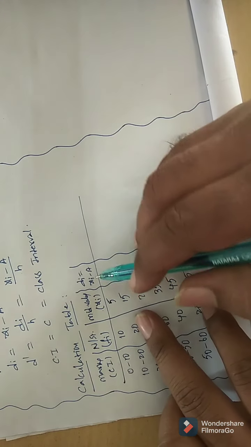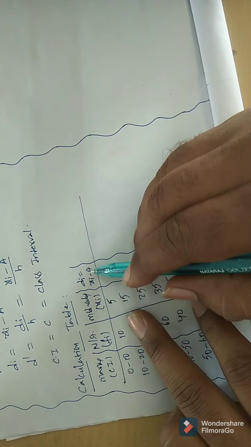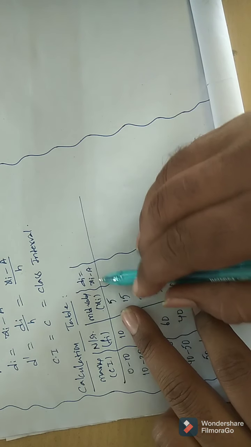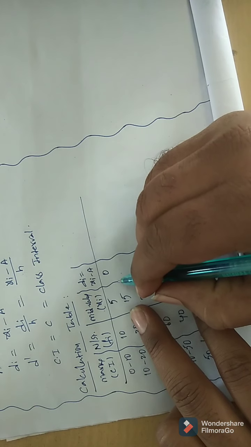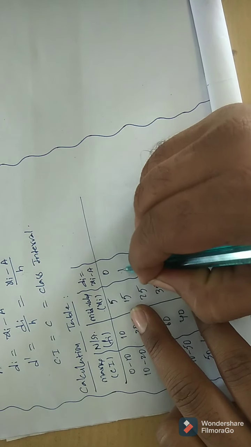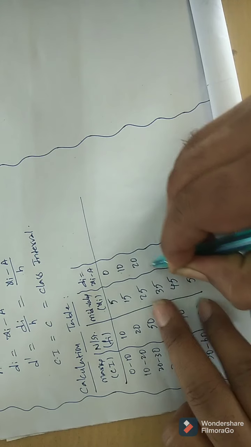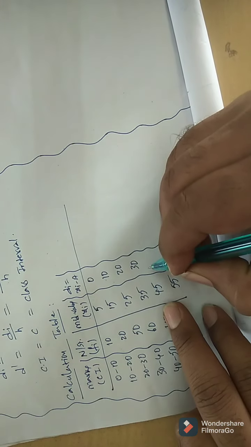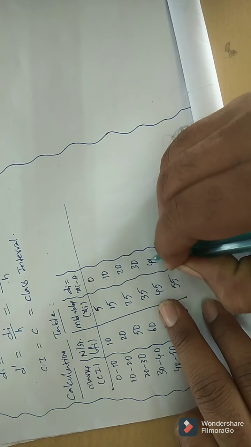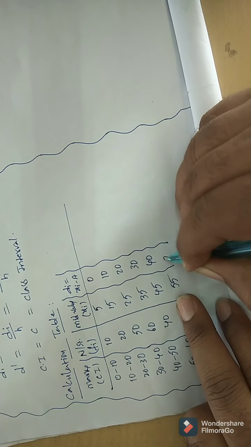Now what happens? That is xi minus A, that is xi minus 5. 5 minus 5 is 0. Now 15 minus 5 is 10. This becomes 20, 30, 40, and this one becomes 50.